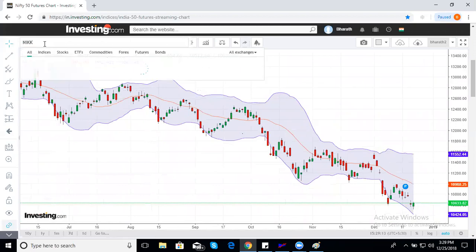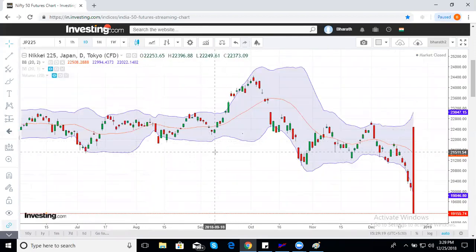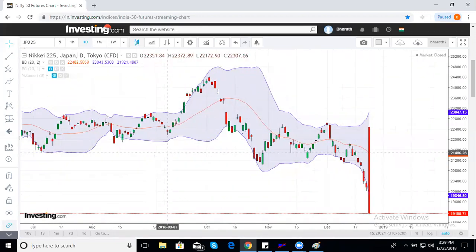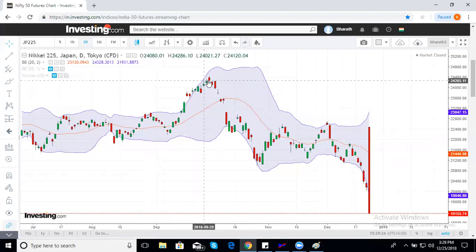You see Nikkei. This is Japan. See here, it closes outside the band, comes inside the band. Next time, it doesn't have the power to close outside the band, and the story reveals itself again.